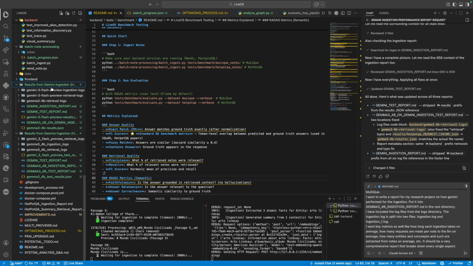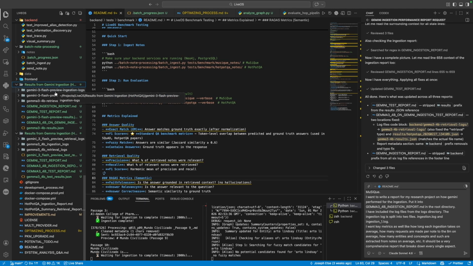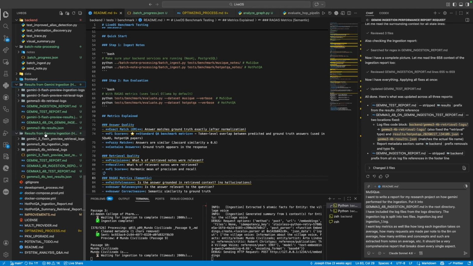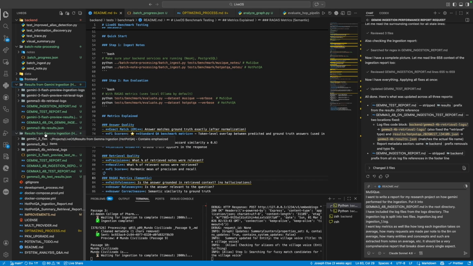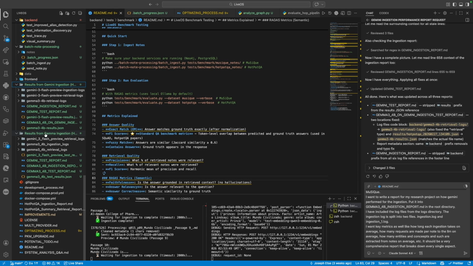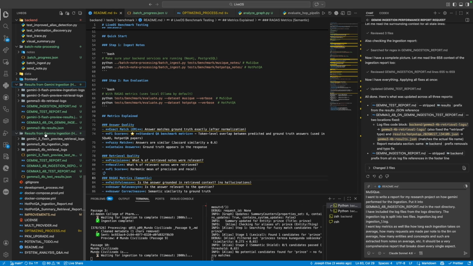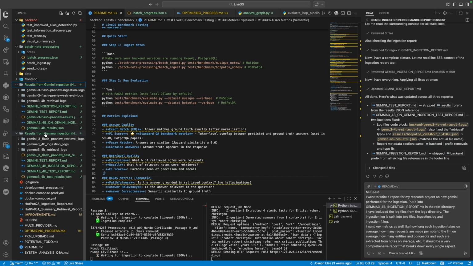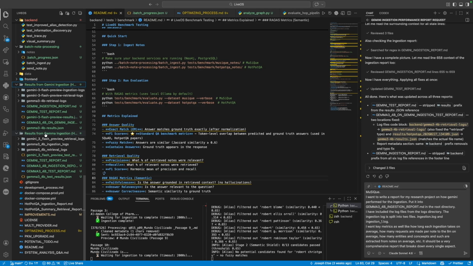So we run four separate tests, right? Yeah, four separate tests. Okay, so let me explain what we're doing. We have two data sets, HotPotQA and Music. Now, for each data set, I am running four separate tests. Why am I running four separate tests? Well, for each data set, there are two models I'm using to ingest them.